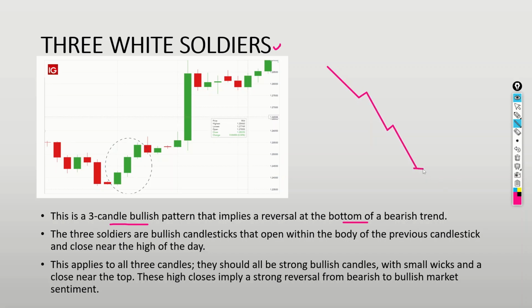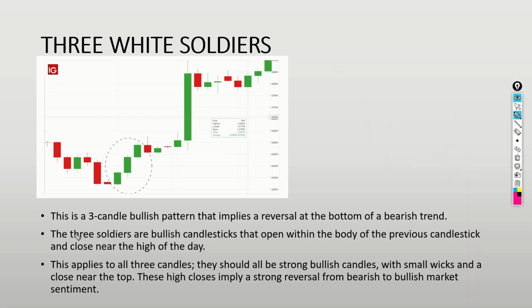Okay. And then it is followed up by a series of bullish candles, which are three in number. Okay. Then you form a pattern. That is what we call a three white soldiers candlestick pattern. So it is a clear downtrend. Then you form a series of three bullish candles. So these are what we call the three white soldiers.